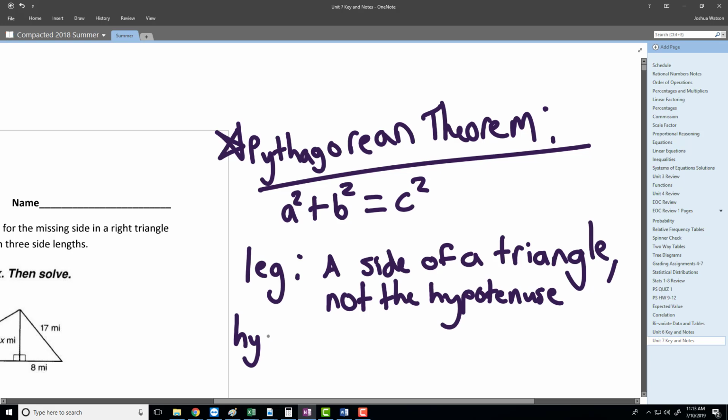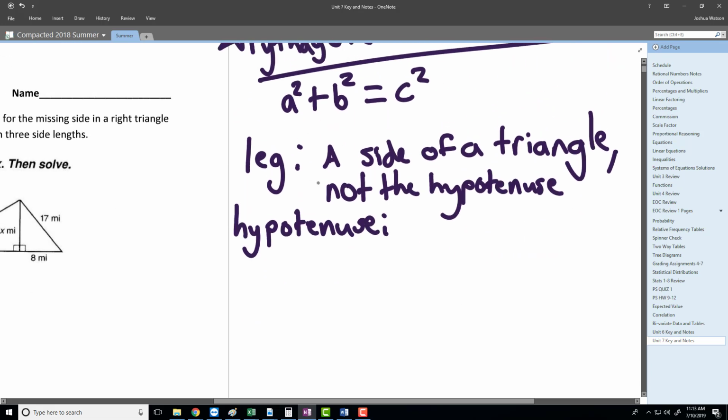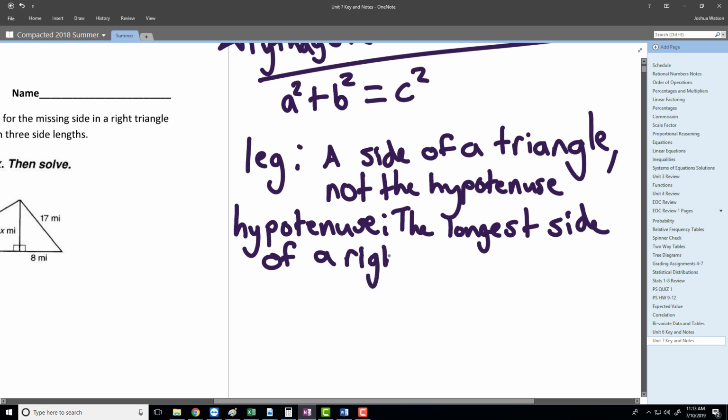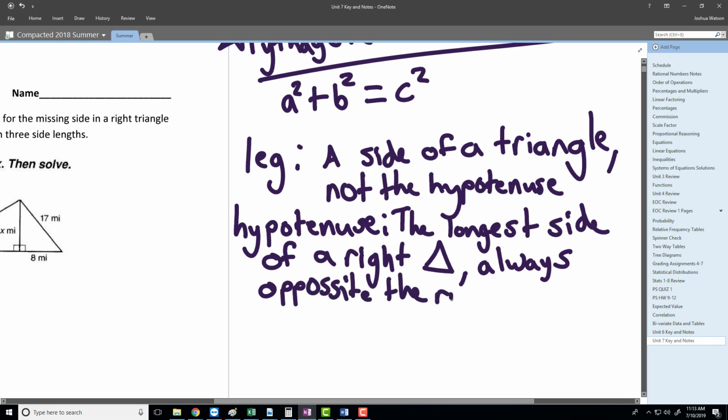Hypotenuse. The hypotenuse is the longest side of a right triangle. I'll abbreviate right triangle. Always opposite or across from the right angle.